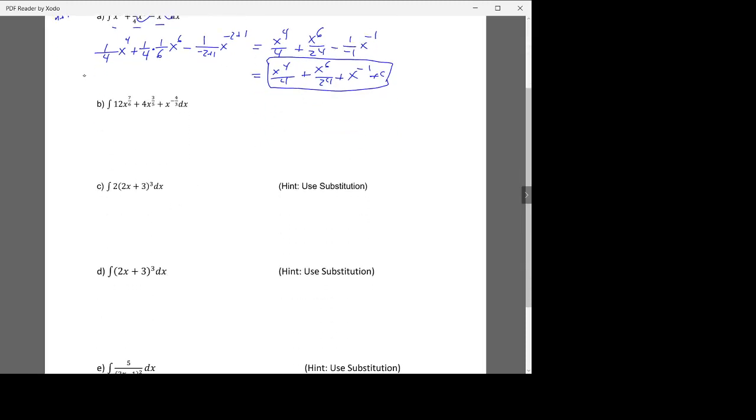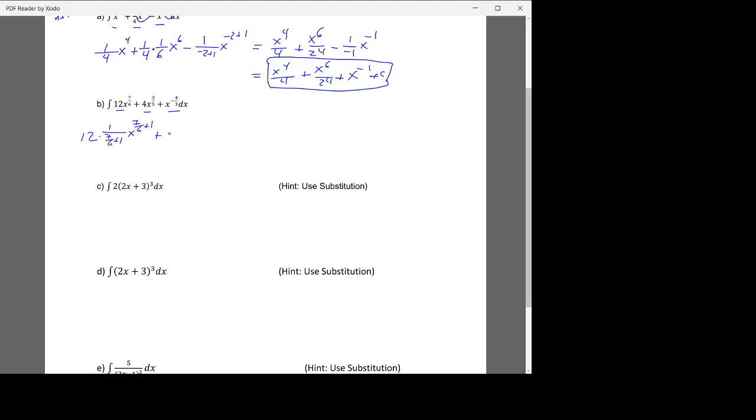And here's another one. Again, we have how many terms? 1, 2, 3. Things are separated by plus and minus in there. So we'll do them each separately. So the first one, we have 12. And then n in this case is 7 sixths. So it's 1 over 7 sixths plus 1, x to the 7 sixths plus 1. This is not the most fun one.